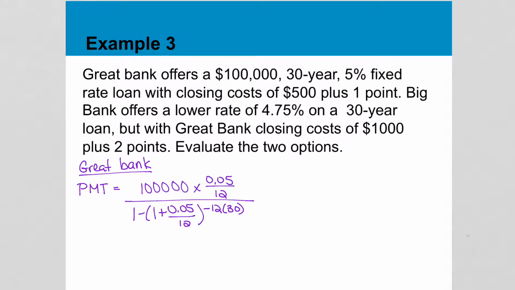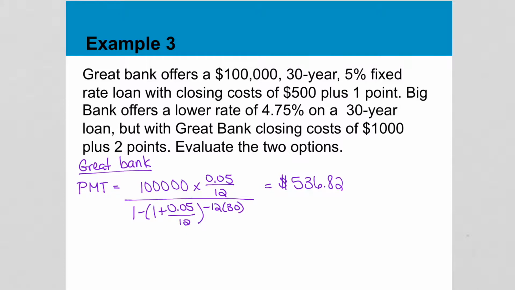Okay, so I'm not going to go through the process again. I just did it in the last 2 examples, so I'm just going to give you the answer here for time's sake. Your payment would be $536.82. Let's see. I'm going to take this to the next page.